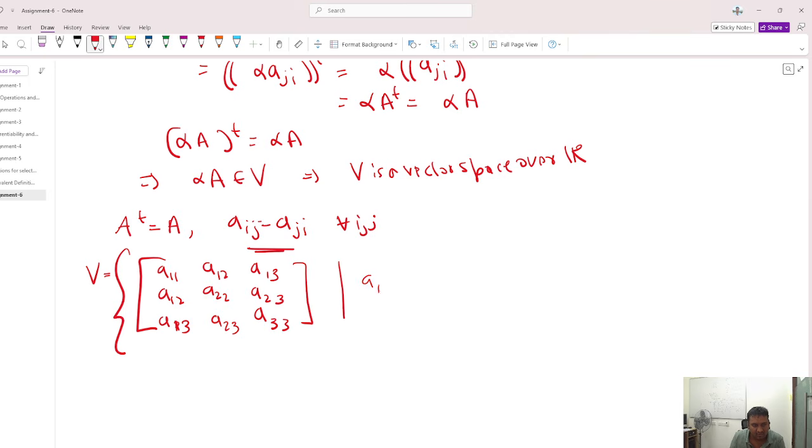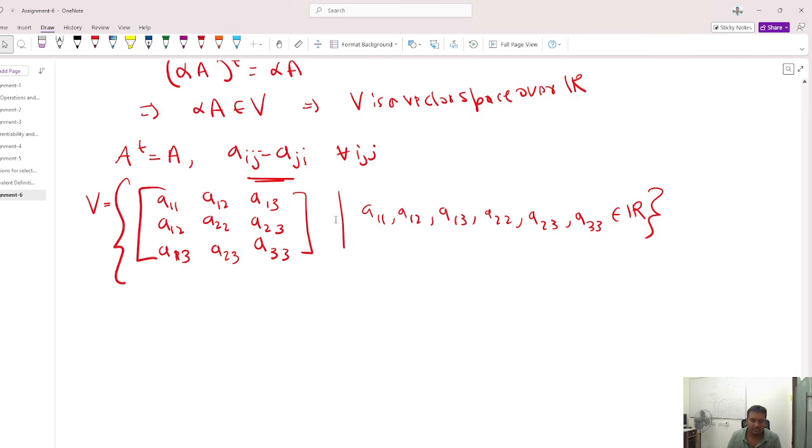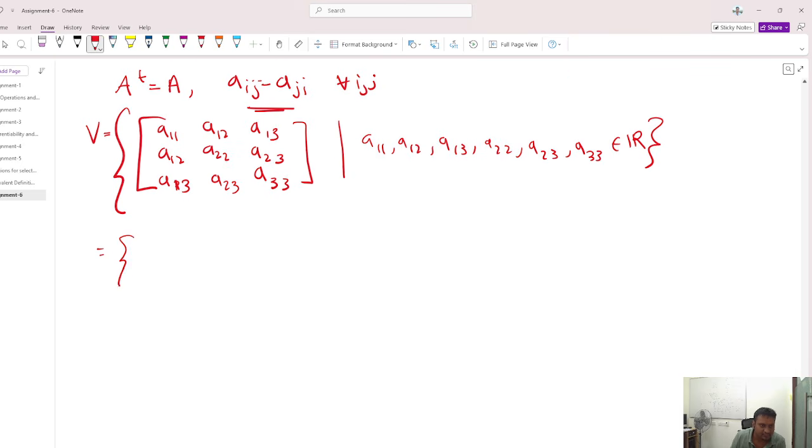And then A11, A12, A13, A22, A23, A33 belong to R. Now what you have to do? You have to take these elements common. So 1, 0, 0, 0, 1, 0, 0, 0, 0, 0, 0. I'm writing it directly, taking common and not writing plus. What is this?